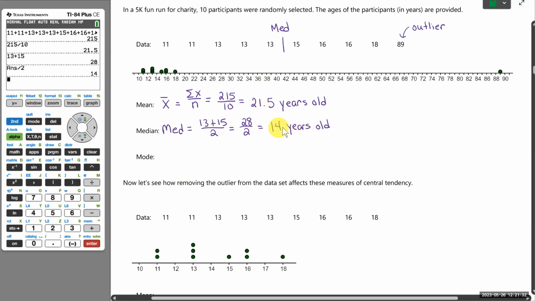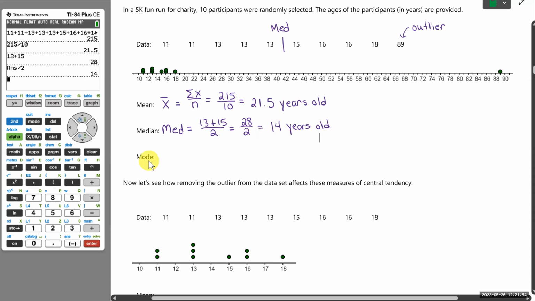And 14 years old does seem a better way to describe the typical age of these participants. So forgetting about the 89 here, the 14 is a good measure of central tendency. I think it is more instructive of what is happening in the participants' ages.